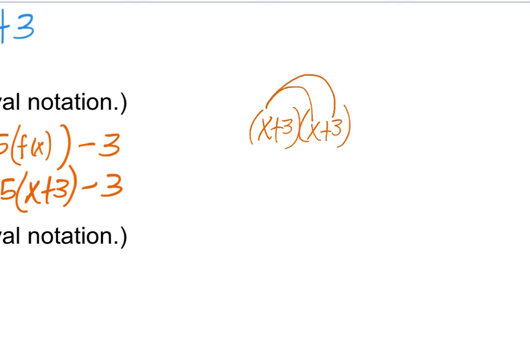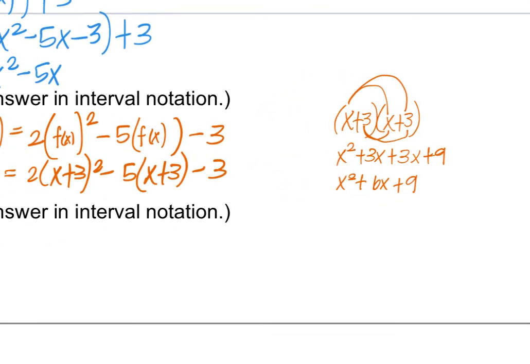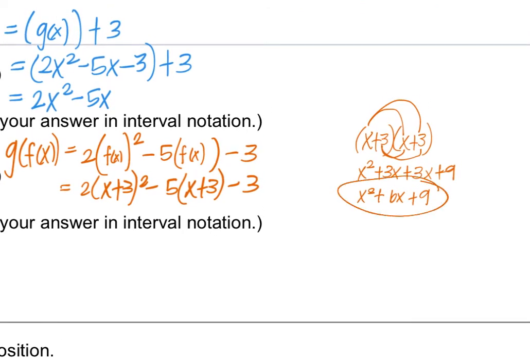And we FOIL it out. So x times x is x squared. X times 3 is 3x. And now 3 times x is 3x. And 3 times 3 is 9. To get x squared plus 6x plus 9. And I'm going to put that in the place of this. I'm no longer going to write x plus 3 squared. I'm going to write x squared plus 6x plus 9 because they're the same thing.